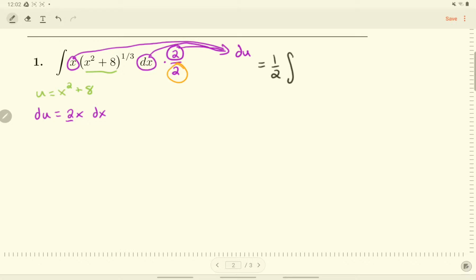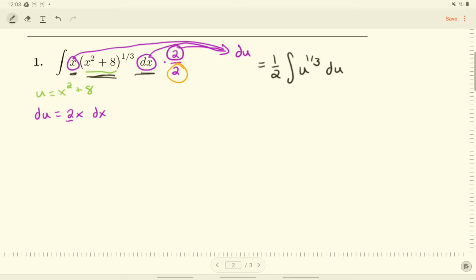Now, rewriting my integral. The x was used in du, so I don't need to write it in. X squared plus 8, that's my u, and it's to the 1/3 power. The dx is part of du. And the 2's are taken care of because one of them was in du, one of them was outside. If I plug u and du back into my new integral, I should get back to the original integral.